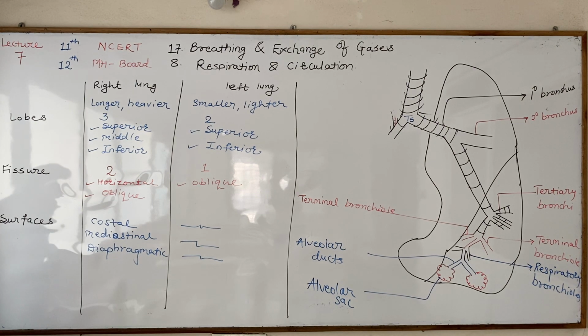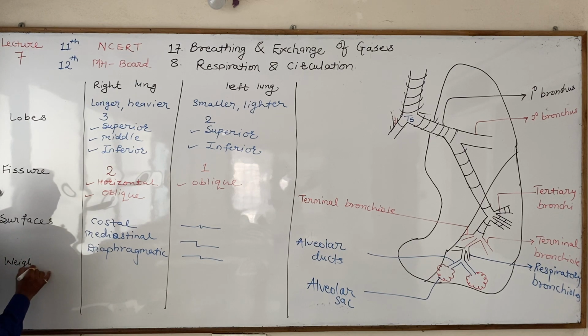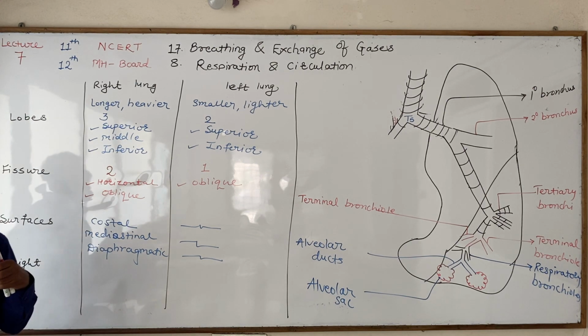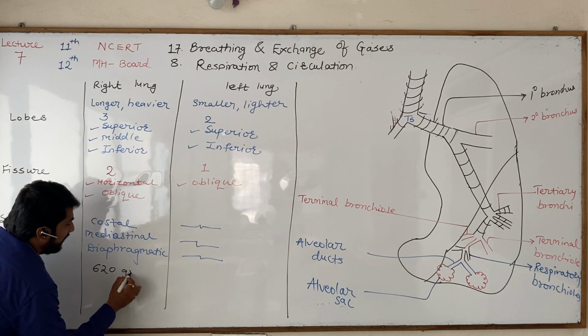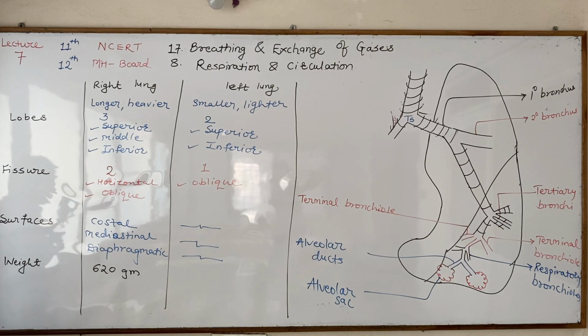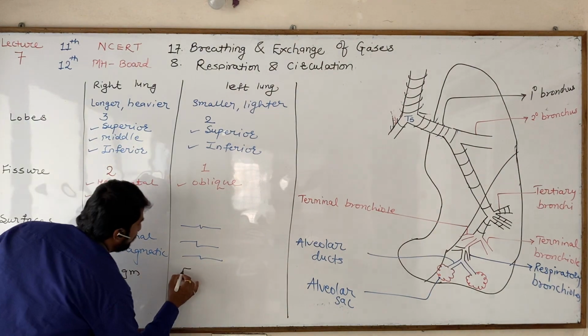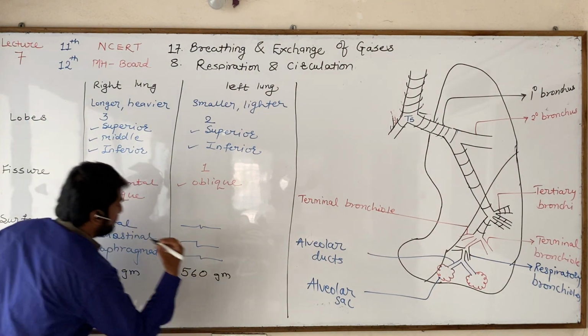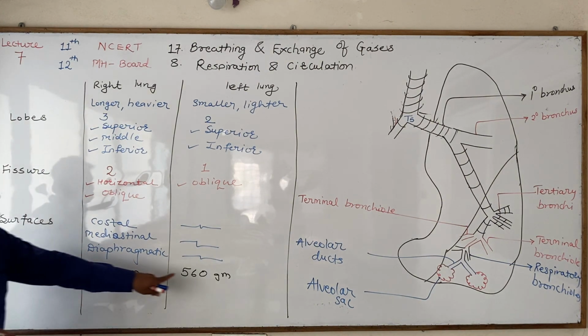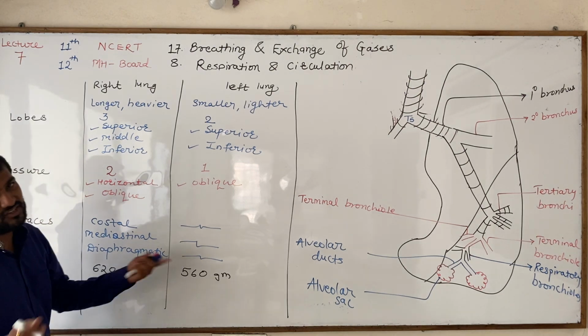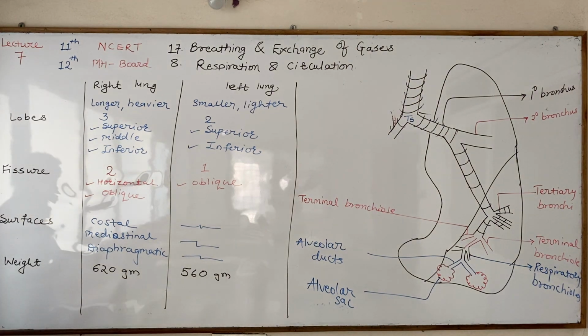Similar surfaces are present in the left lung. But when we talk about the weight, there is a difference between the right and left lung. I already told you, the right lung is heavier, so it weighs about 620 gram, and the left lung is lighter, it weighs about 560 gram. Some books mention it as 700 gram and this as 600 gram. If we add 700 and 600, we will get 1300, which is the collective weight of both the lungs.